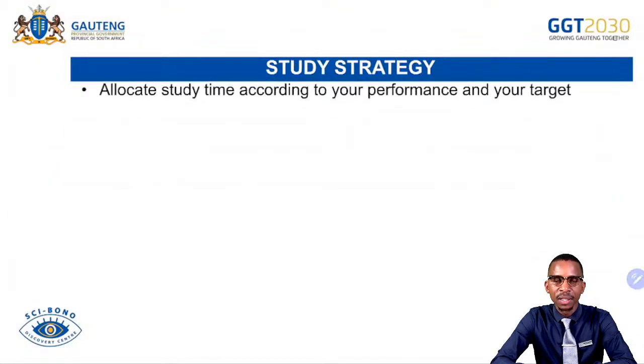The study strategy. It is very important that you have a working study strategy for you to knock off the exam. Remember, if you can count down, I believe you have very few days remaining. If I'm not mistaken, it's 18 days remaining before we get to our examination, our paper 1 on the 31st of October. Allocate study time according to your performance and your target. You can't be targeting 80%, then you study for 30 minutes. It is not going to work for you, even if you are a machine. Economics requires more study because these questions are complex.